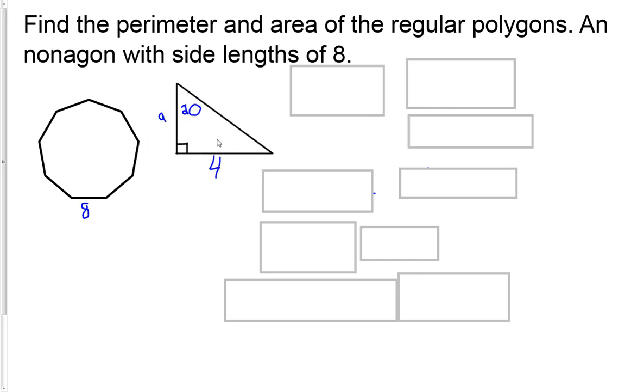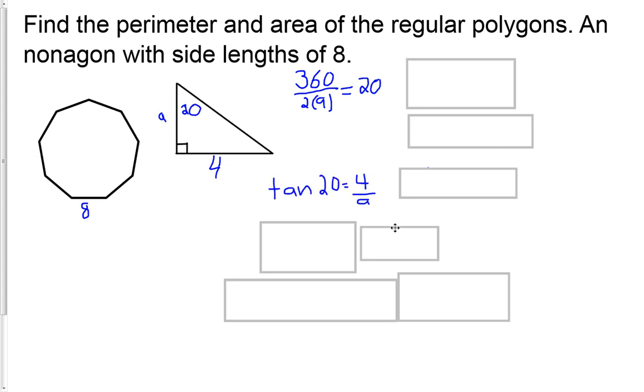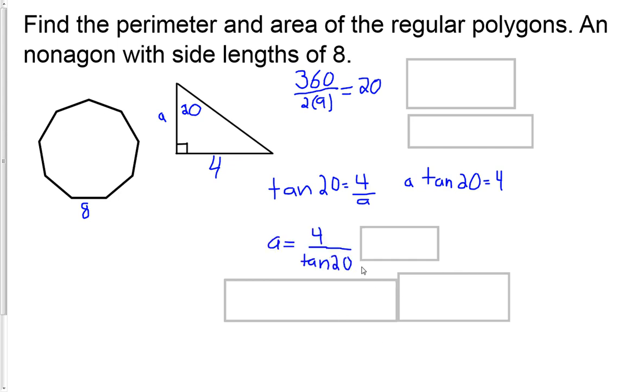But triangle, this time we've got 20, right? 360 divided by 2 times 9. This is 18, goes into 36 twice with a 0, so we get 20 degrees. And again, tangent, why? Opposite, adjacent. And so tangent of 20 equals 4 over A. We get A times tangent of 20 is 4. To get A is 4 over tangent of 20, which is 10.9899, and so that rounded up is 10.99.